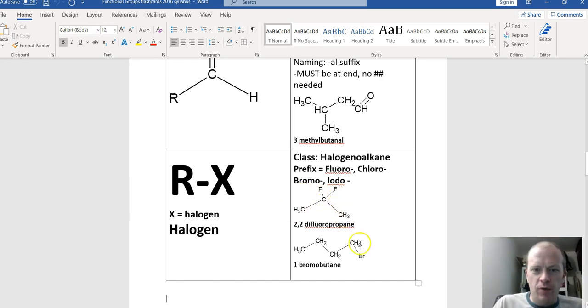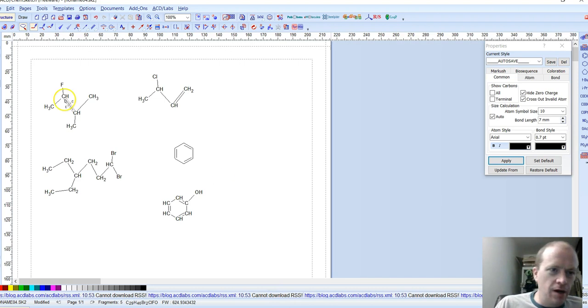So here, for example, we have 3 carbons. We have a propane. There are 2 fluorines attached, so that's 2,2-difluoropropane. Here we have a butane with 4 carbons in a row, and there's 1 bromine attached, so that's 1-bromobutane. So let's look at a couple more examples. So check this one out.